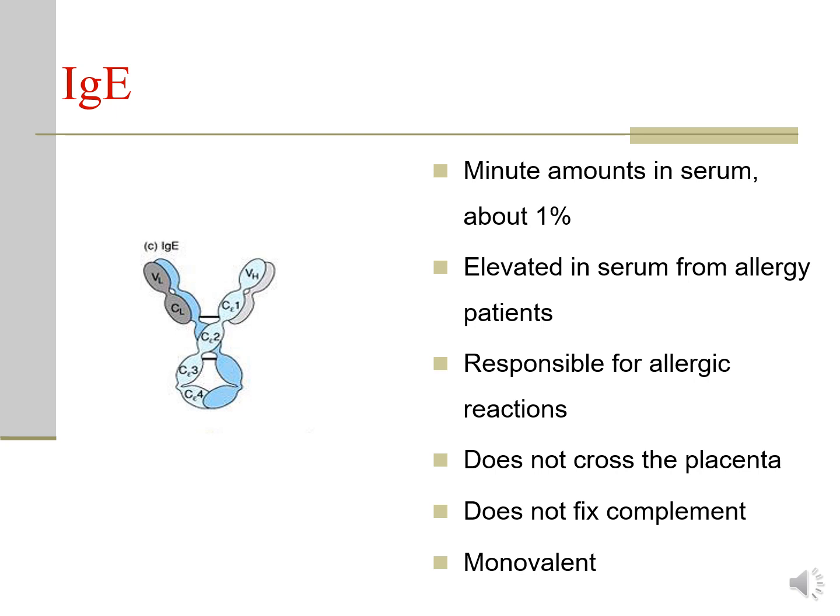Alright, finally we have come to the last antibody I want to talk about, and that's IgE. There's only minute amounts in serum of about 1% or so. Most is attached to tissue mast cells, and some is present in basophils. It's formed in the respiratory tract and GI lymphoid tissues. It's elevated in serum from patients that have allergies. It is responsible for allergic reactions.